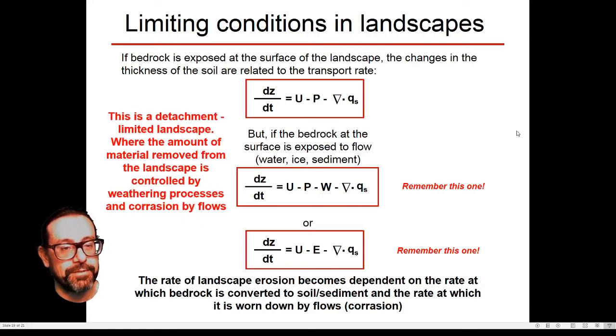So this is a different type of landscape. This is the landscape that is referred to as being detachment limited. That is where the amount of material removed from the landscape is ultimately controlled by weathering processes and by corrasion by flows, or simple wearing away of the rock by flows.